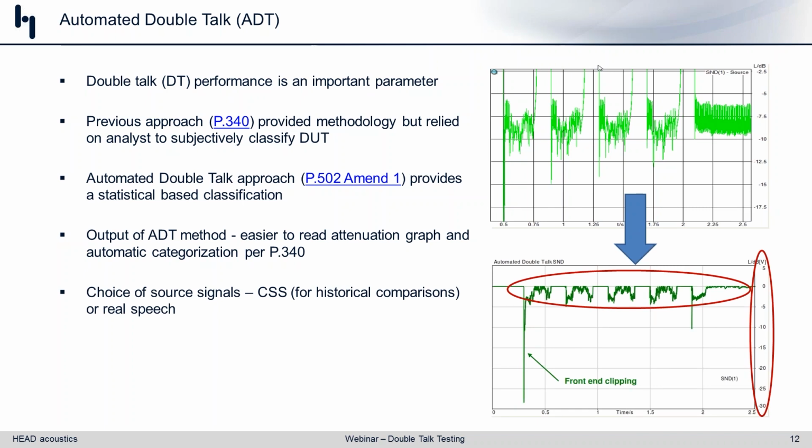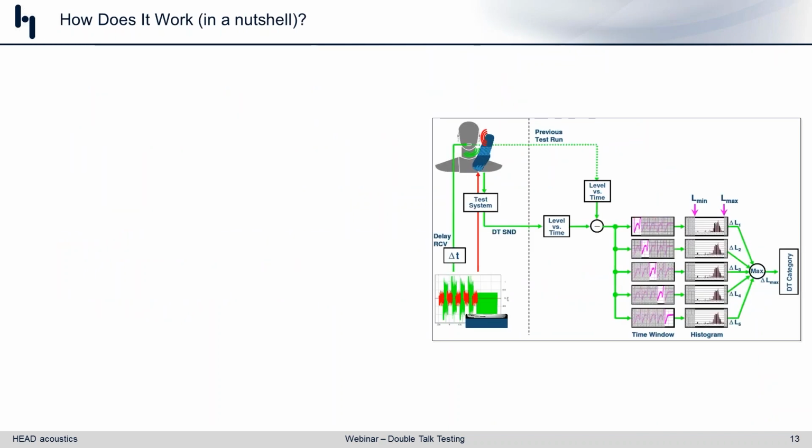and can be interpreted automatically. Another cool thing with the ADT method is that you can now use this CSS burst for historical reasons or for time reasons, or you can use real speech for your test stimulus. And of course, everything that we preach here is, as much as possible, let's move to real speech. This is what we want to do ultimately. Now let's take a look at the ADT method.